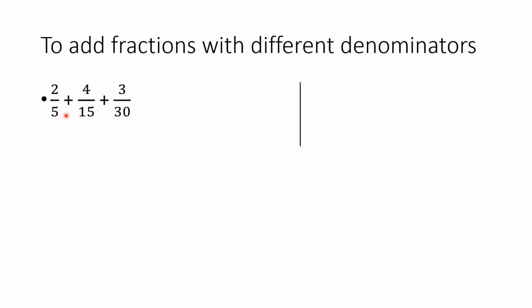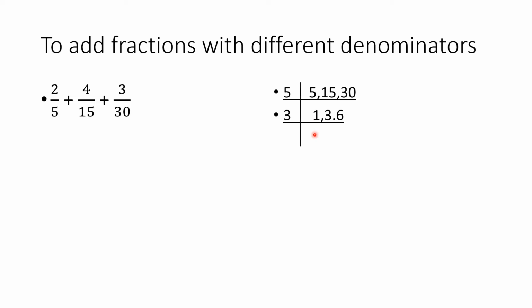2 by 5 plus 4 by 15 plus 3 by 30. Now here the denominators are 5, 15, 30. We will find out the LCM. The common divisor of all these three numbers is 5. Yes. So 5 ones are 5, 5 threes are 15, 5 sixes are 30. Now there is a common divisor of 3 and 6, which is 3, and we will divide by 3.